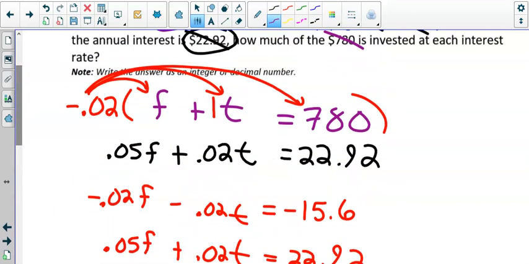Yeah, come back up here, take that F and plug it into one of these two, either the purple or the black. Which one's the easiest? The purple one. Yeah, why mess with the decimals? Go back into the purple one.